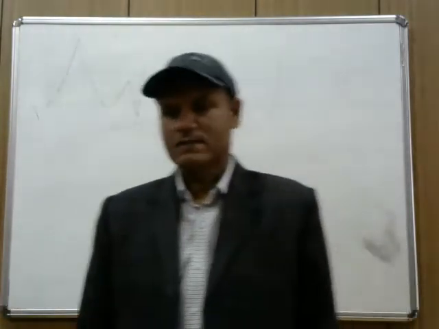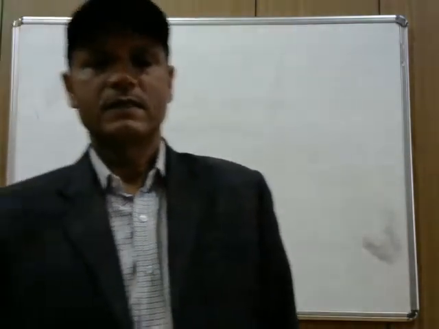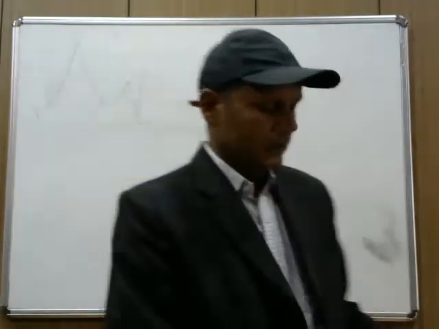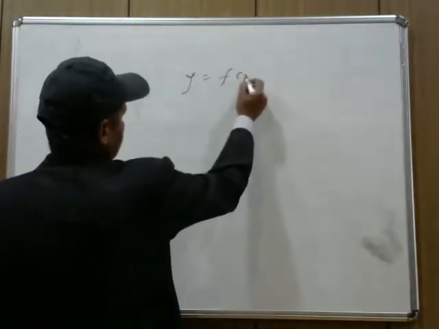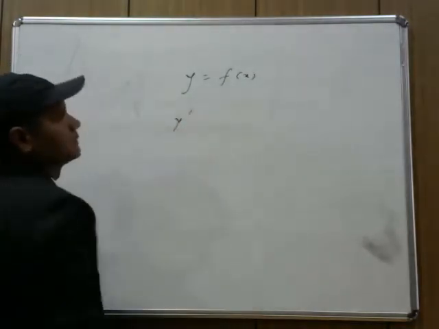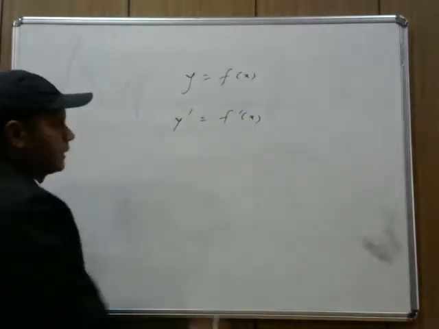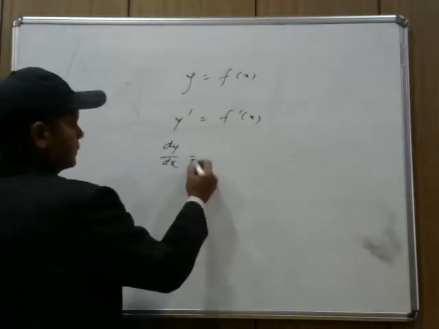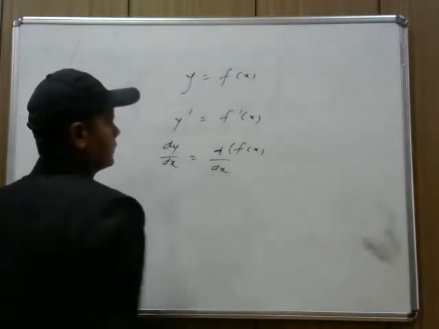Today I will be discussing the second order derivative. That means differentiating any function two times. Any function y is equal to f of x. If we differentiate, we write y dash is equal to f dash of x, or we write dy by dx is equal to differentiation of f of x upon dx, right?